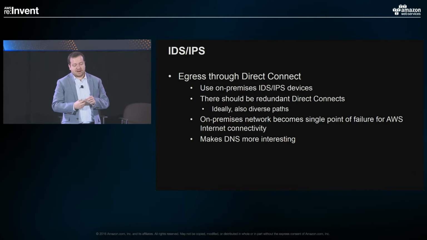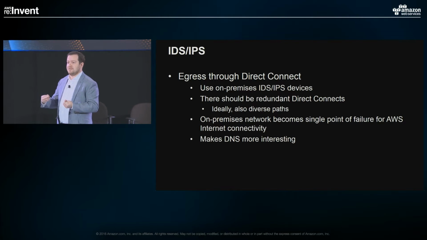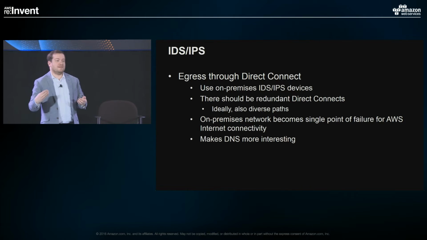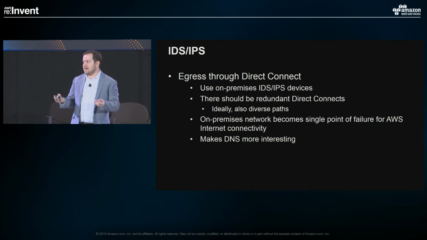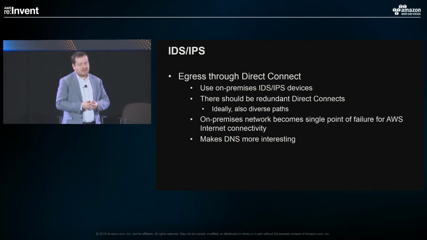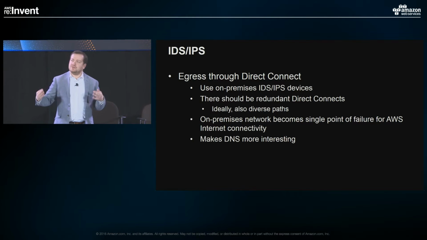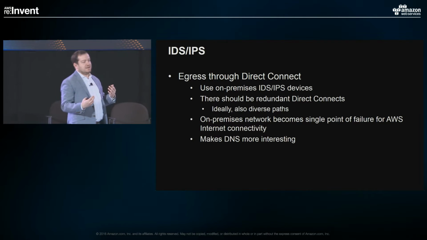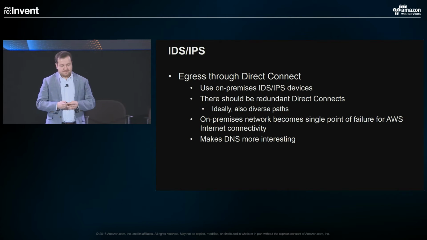So what we recommend in this case is having redundant Direct Connects. And not just having them redundant, you should also have them over diverse paths. If you have two Direct Connects, but they're going over the same path, and something happens along the path, they're both going to have issues. So you want to make sure that you have diverse paths. Another thing is this makes DNS more interesting because you have split DNS sometimes, and so it's going to make that a little bit more challenging.